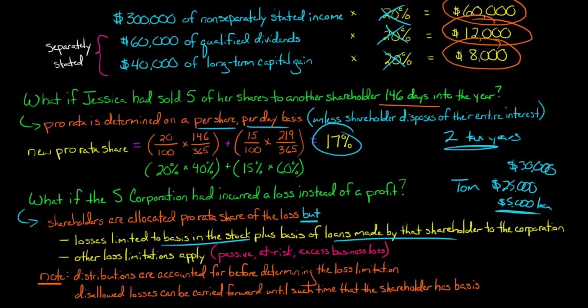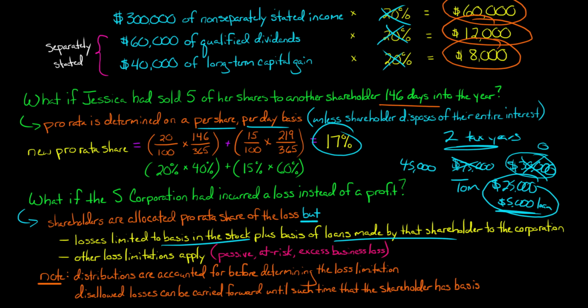So let's say Tom's share of a loss was $75,000. He can't deduct that full $75,000 because his basis plus the loan is only $30,000. So basically his basis in the stock and the loan would go to 0, and then he'd still have $45,000 left there. You can't deduct more than your basis in the stock plus the basis of any loans that you have personally made to that corporation.